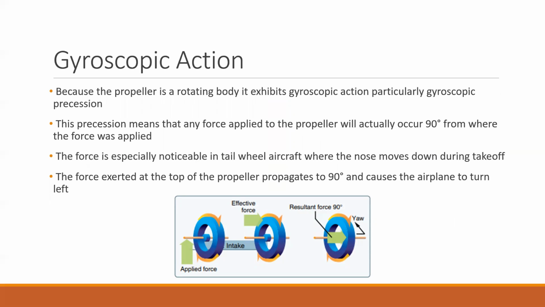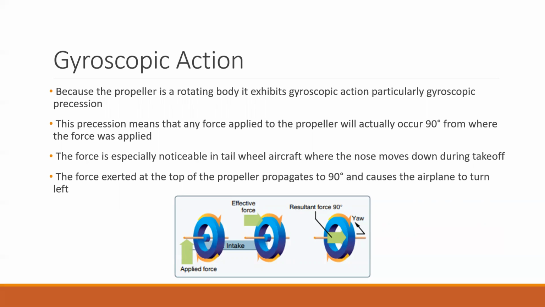So the aircraft's propeller is basically just a big gyroscope. And so we have these gyroscopic actions that occur. Specifically, we're talking here about gyroscopic precession. When you have this big spinning metal object and you apply a force to it, it doesn't affect the spinning object until 90 degrees after the point where the force was enacted.